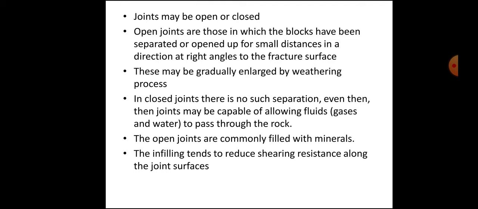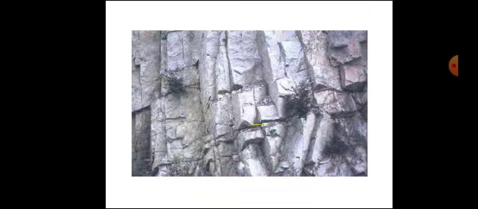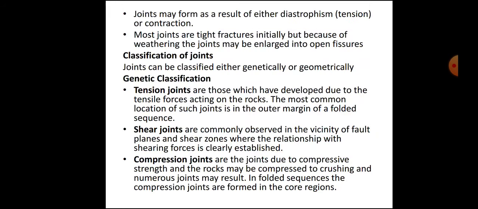Even then, joints may be capable of allowing fluids, gases, and water to pass through the rock. The open joints are commonly filled with minerals. The infilling tends to reduce shearing resistance along the joint surface. Joints may form as a result of either diastrophism, tension, or contraction. Most joints are tight fractures initially, but because of weathering, the joints may be enlarged into open fissures.